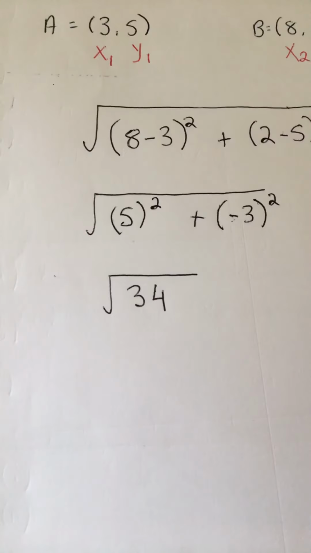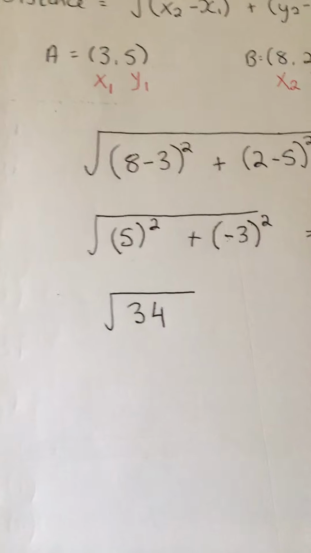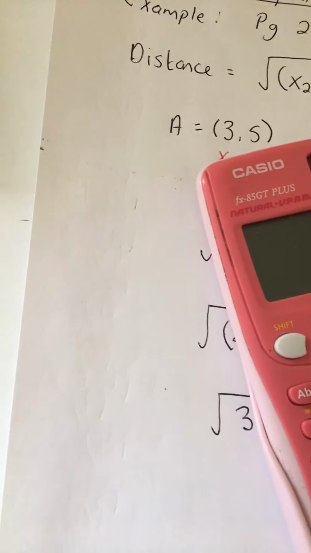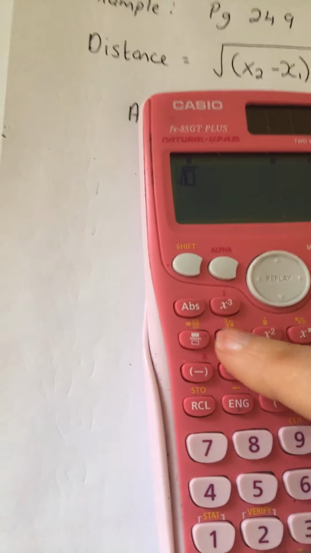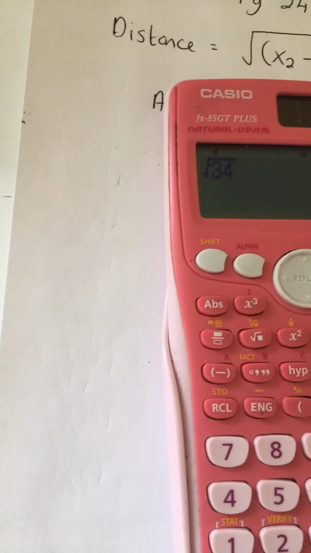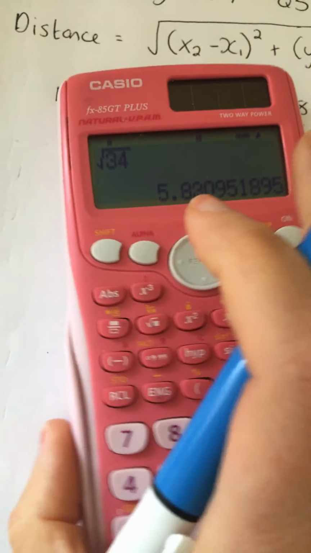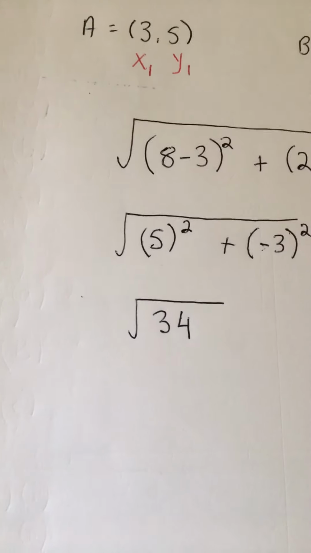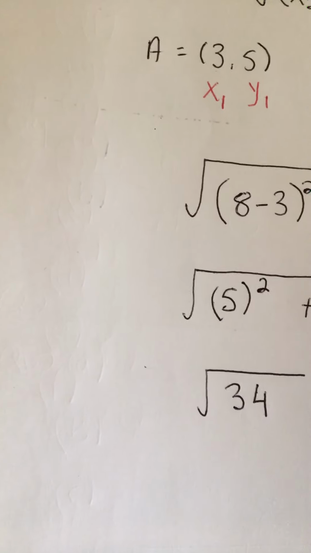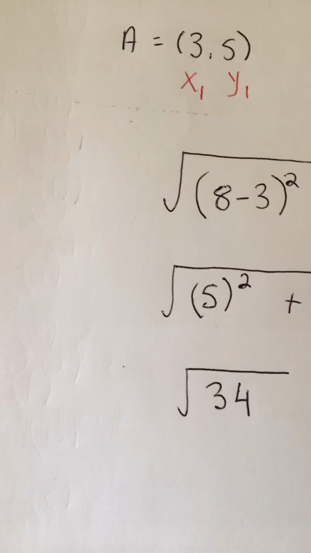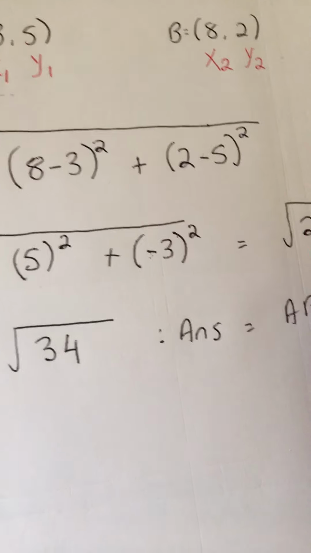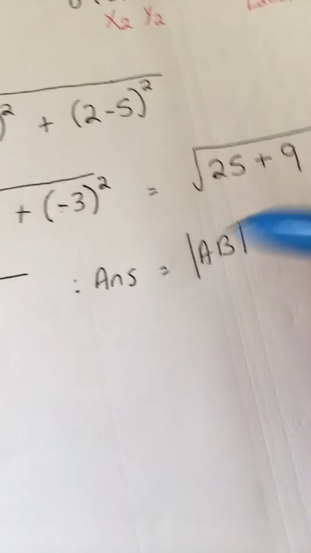Okay, we can leave it at that. They don't ask us to find the square root. You could, on your calculator, type in the square root of 34 equals, and give it to one decimal place, but they don't ask for that, so we can leave it as the square root of 34. That is my answer. That is the distance between A and B.